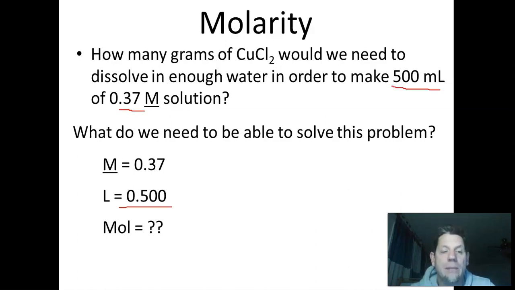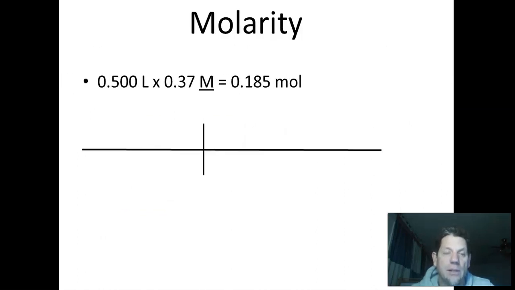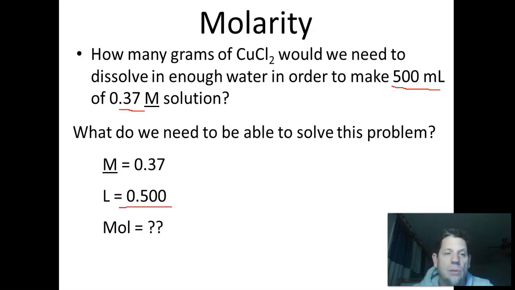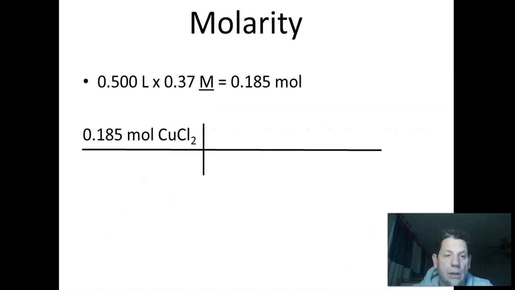And now how do we get to moles from this? To convert from molarity to moles, you multiply by the volume. Molarity multiplied by volume gives you moles. Going back, we had this molarity and this volume. When you multiply those, you end up with 0.185 moles.